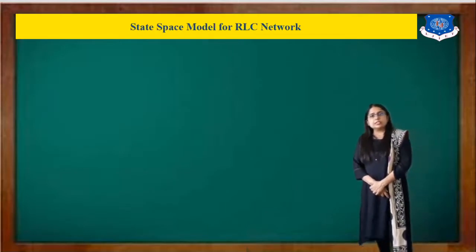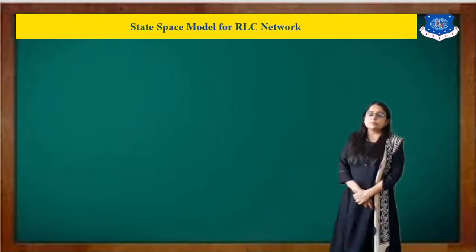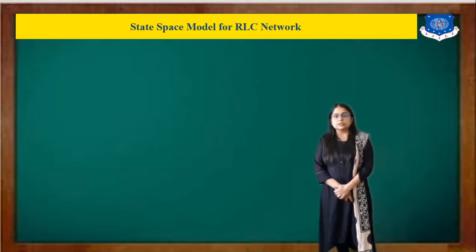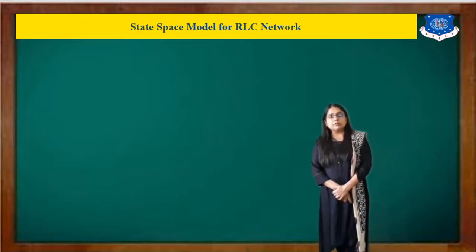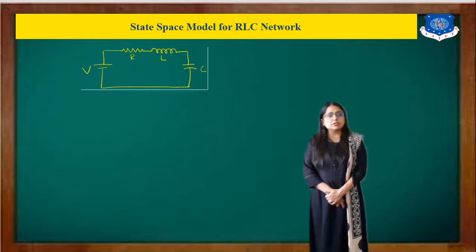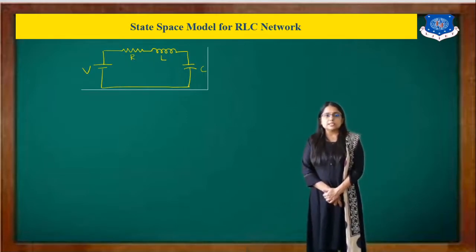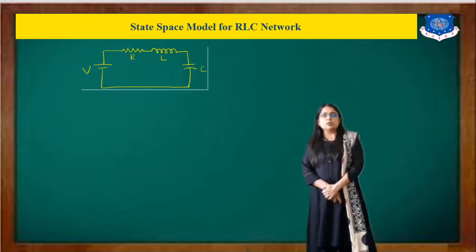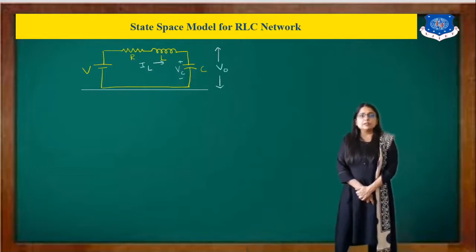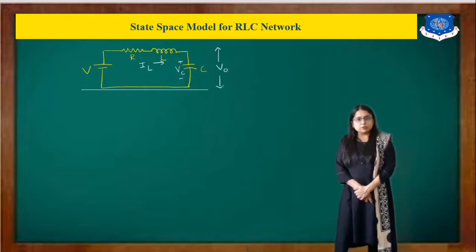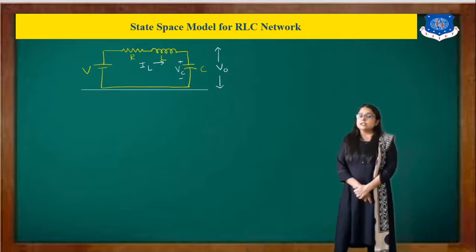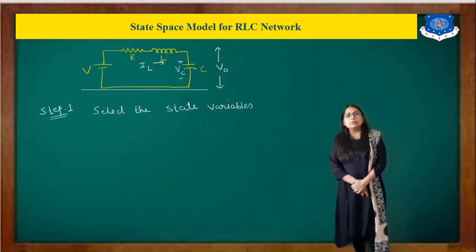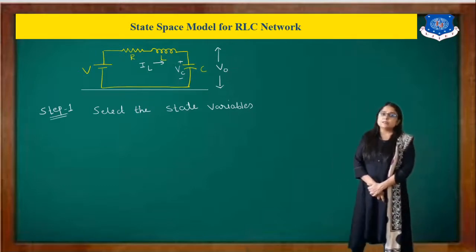Now the last topic of this session is the state space model for an RLC network. So first of all, we will draw one series RLC network that is connected to a voltage V, and the output is VO. The current through the inductor is IL, and the voltage across the capacitor is VC. Now here, first of all, we have to select the state variables.